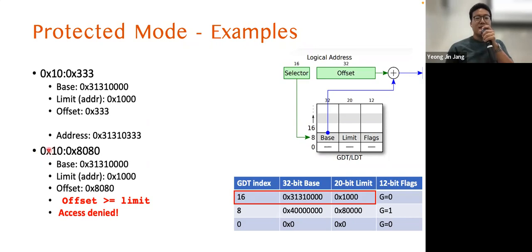So the segment selector is 0x10. That's number 16. And then at global descriptor index 16, we have the base address, this one. So we fetch that from the table. So what that means is that whenever you see the segment selector in protected mode, we should refer to the global descriptor table and access the table by using the segment selector as the index. Another question.